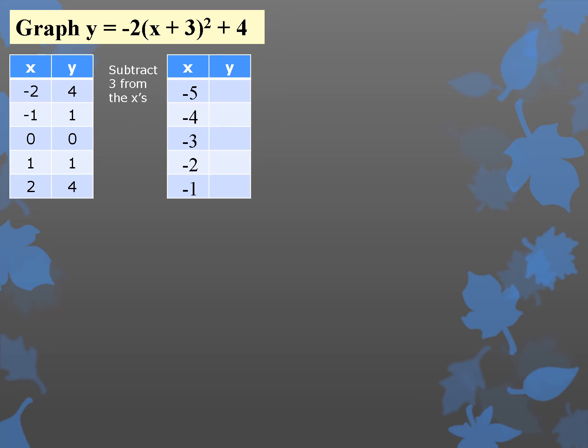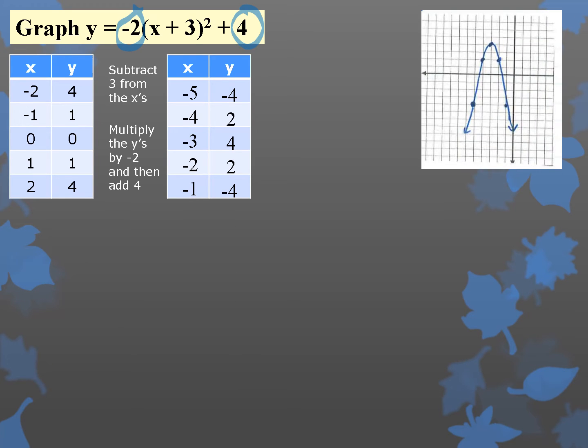Then, to go from old y's to new y's, I have this -2 and an addition of 4. Well, I know a and k affect the y's. I also know you do exactly what it says. And I also know that PEMDAS tells me to multiply before I add or subtract. So I'm going to take every y, multiply it by -2 and then add 4. So for example, 4 times -2 is -8, plus 4 is -4, and so on. I graph the function.